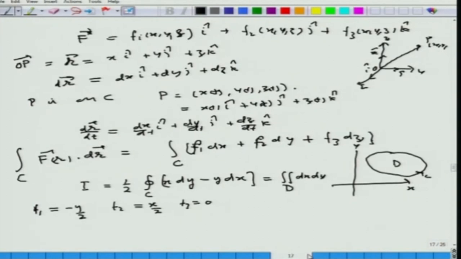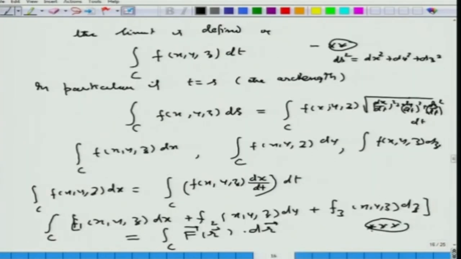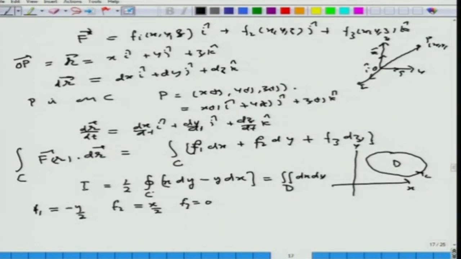In particular, if we take this line integral I, where we take f1 equal to minus y by 2 and f2 equal to x by 2 and f3 equal to 0, we see that this line integral reduces to I equal to half of the integral over C, where C is a closed curve, and we are taking the positive direction as the anti-clockwise direction. When we have a closed curve, to distinguish it from the other integrals, we write a circle on the integral sign to denote that this integration is over a closed curve.